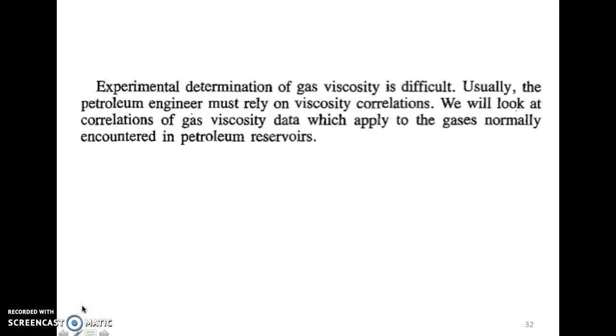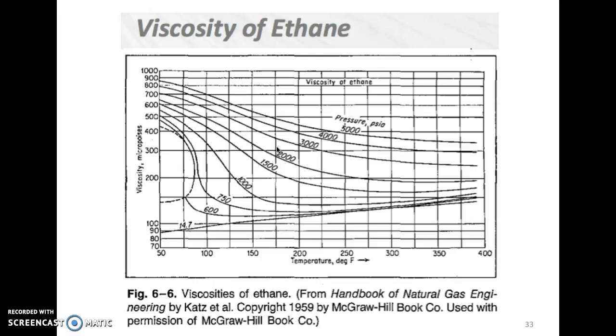So this is the second part of chapter 6, talking about the properties of dry gases, and in this part I'm going to talk about the viscosity of dry gas. We're going to see some correlations about how to calculate the viscosity of dry gas if you have some of the inputs. For example, figure 6.6 here shows the viscosity of ethane, C1, C2, based on the temperature and also based on the pressure.